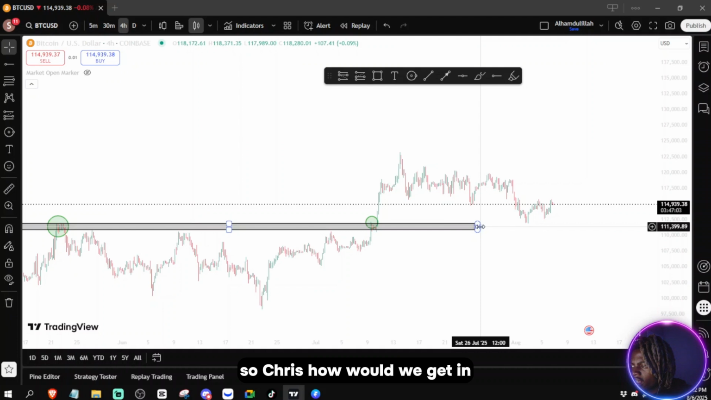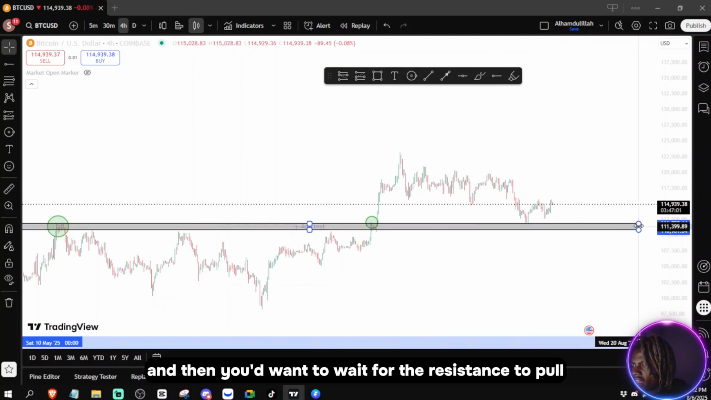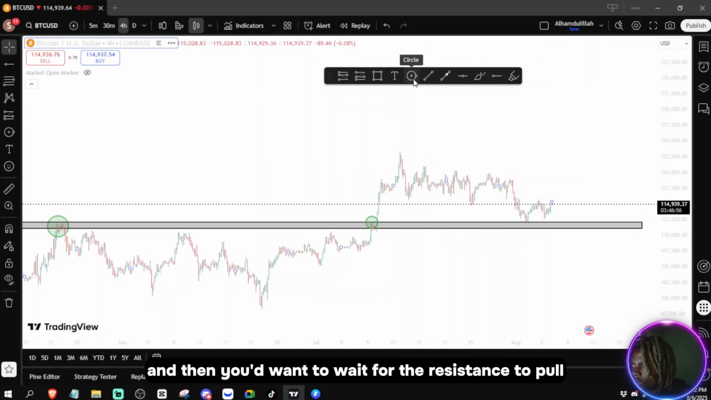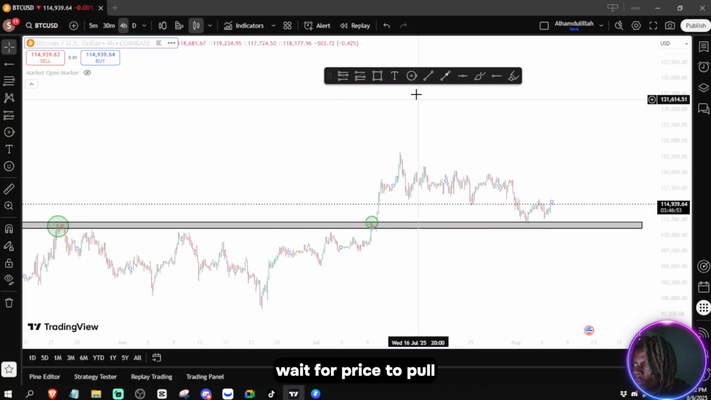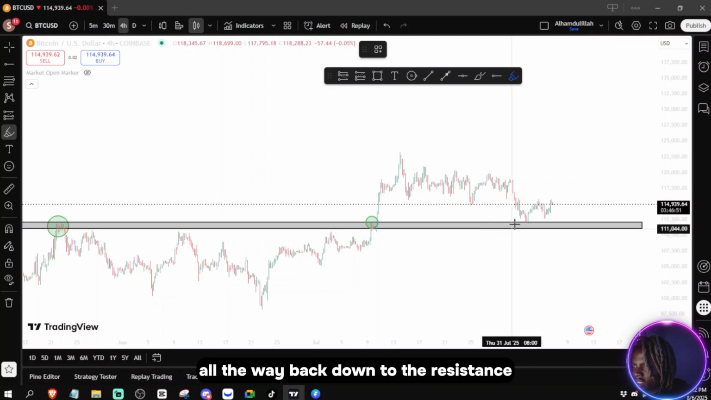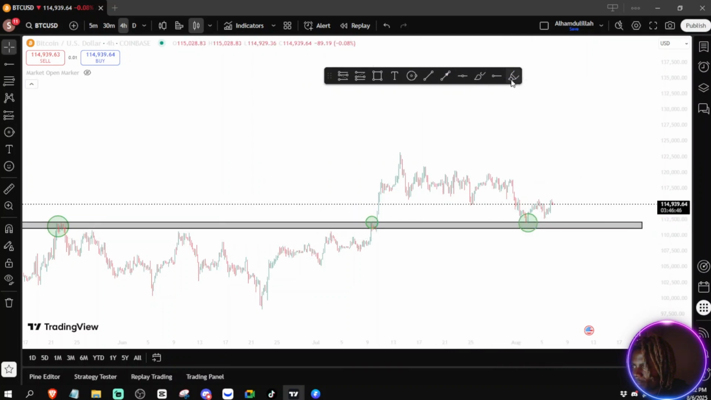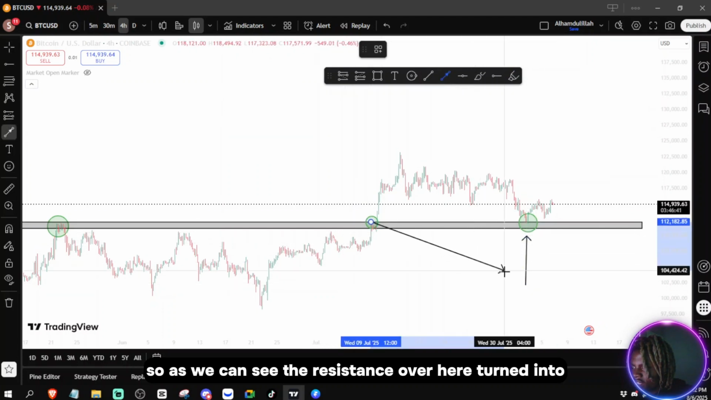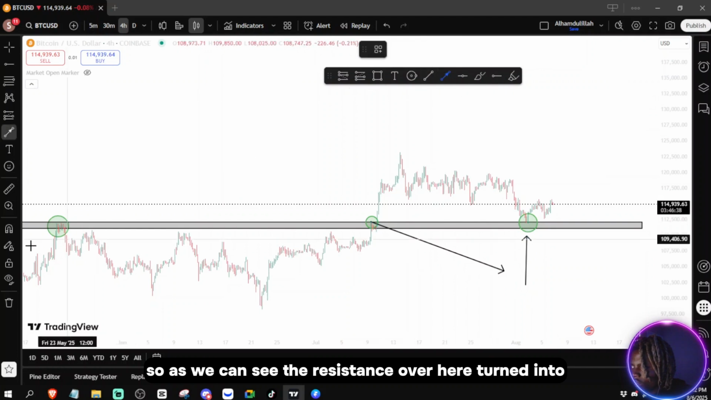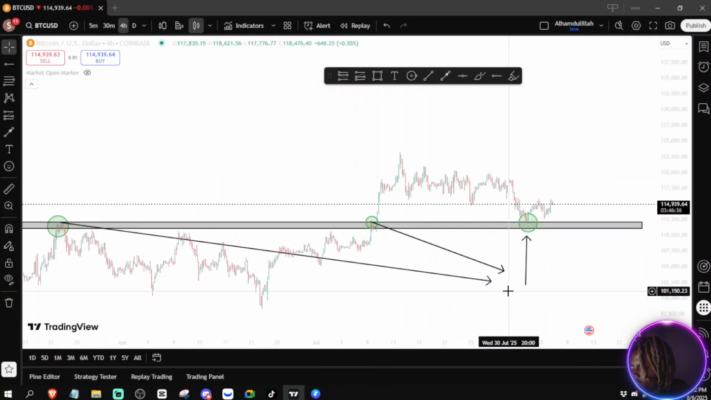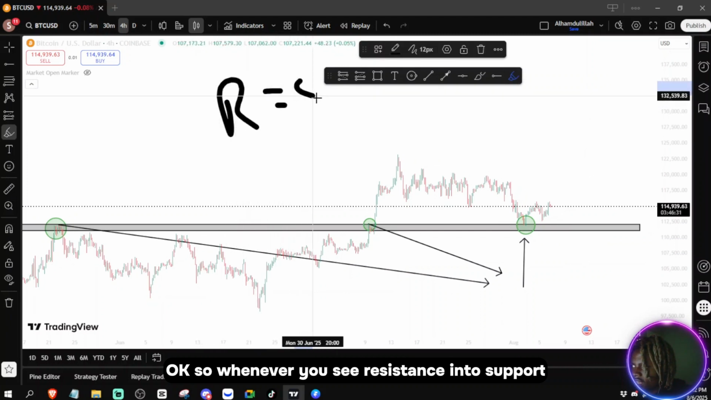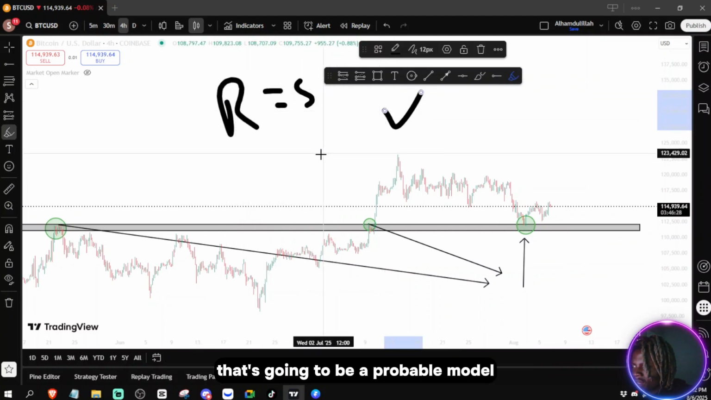So Chris, how would we get in? So you'd wait for resistance to get broken, and then after the resistance gets broken, wait for price to pull all the way back down to the resistance, and then turn it into support. Okay. So as we can see, the resistance over here turned into support. So whenever you see resistance into support, that's going to be a probable model.